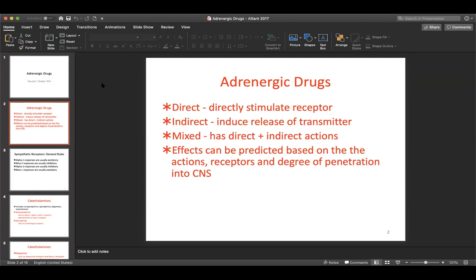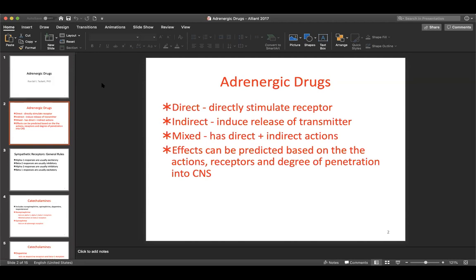The indirect agents, in this particular case, rather than interfering with an enzyme, most of these are going to induce the release of a transmitter. With the acetylcholine or cholinergic system, those drugs interfere with the breakdown, whereas with the adrenergic drugs, most of these are going to cause the release of the transmitter. And then we do have some mixed agents, which not only bind to the receptor, but also may cause the release of the transmitter. So you have the drug binding and you have the transmitter binding.